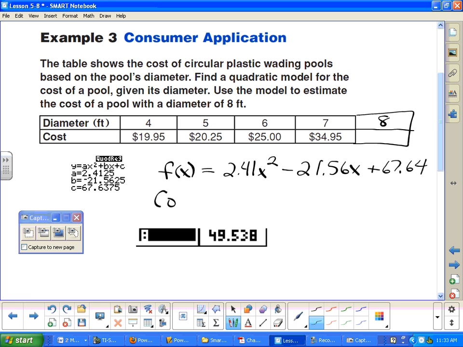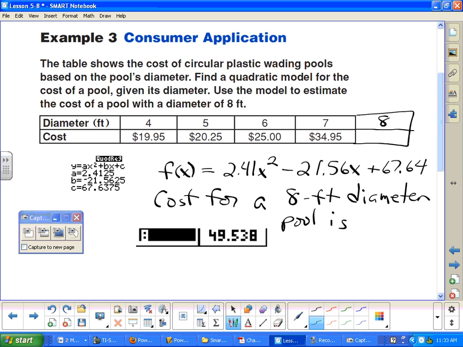So the cost for an 8-foot diameter pool is $49.54. Period. And you can do a problem like that in a couple of minutes. Right? Plug them into your list and like that. Yes, does it go a lot harder by hand? Certainly. But you can check it with your calculator.